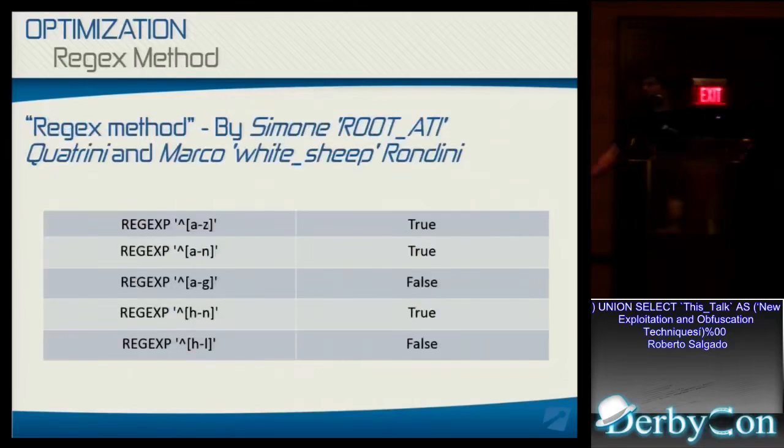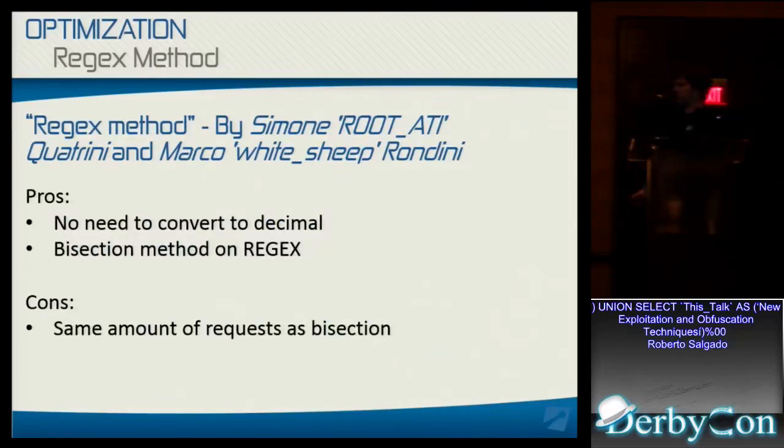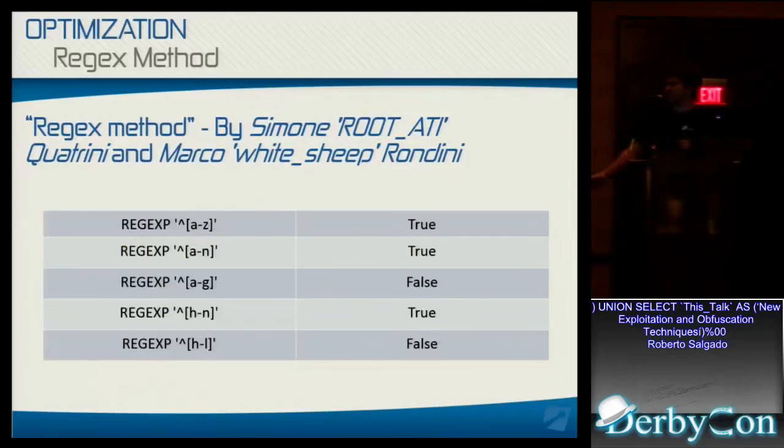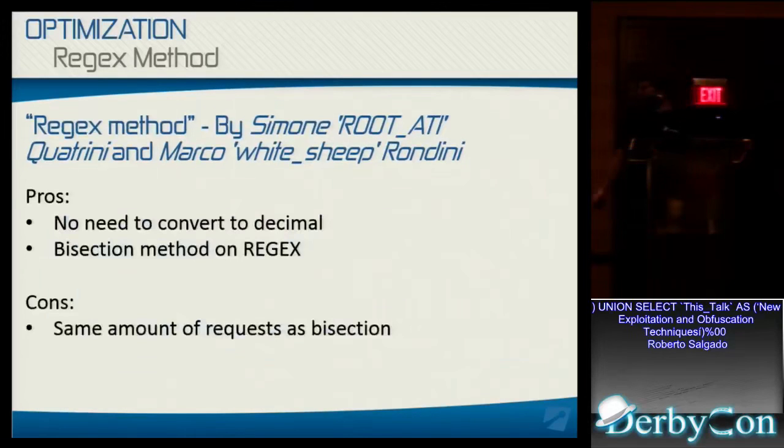The other method, the regex method by Simon, Root ATI, and White Sheep, is essentially an adaptation of the bisection method. It has the same logic behind it, but it uses regular expressions instead. I'm not going to talk too much about it because it's basically a bisection method adapted using regular expressions. It's kind of neat. One of the pros is that you don't necessarily have to convert to decimal. You can just put the characters right in there. So if you're doing this exploitation manually, it might be a bit easier for you to conduct.